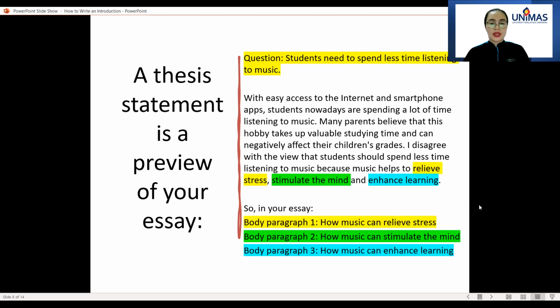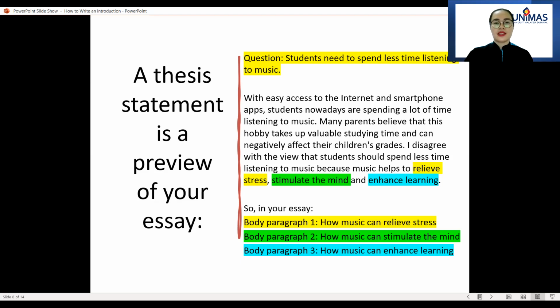Okay, so as you can see here, the author mentioned 3 points that will be elaborated in the body paragraphs. In body paragraph 1, the author will talk about how music can relieve stress, and in the second body paragraph, the author will talk about how music can stimulate the mind, and lastly, the author will talk about how music can enhance learning. So this is a very good thesis statement because it's very specific. It tells you the stance of the author, and then the main points that will be elaborated by the author in the essay.